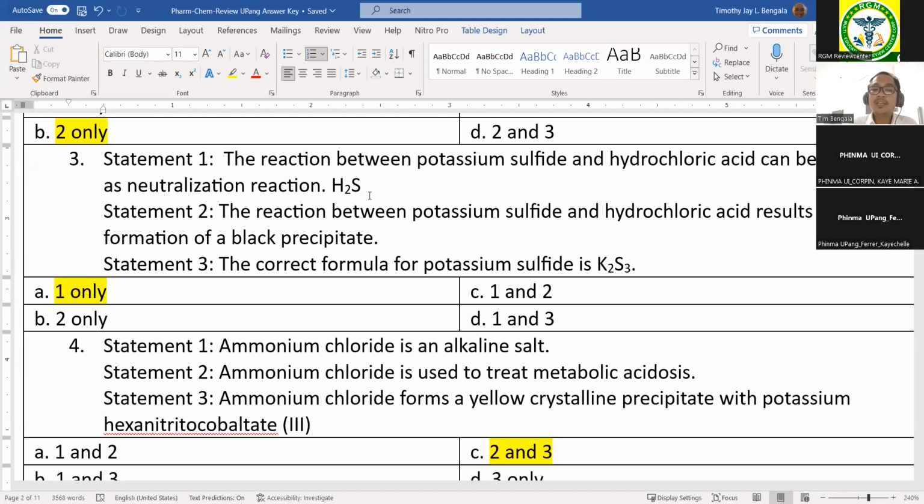The correct formula for potassium sulfide is K2S3, so that is incorrect. It should only be K2S, because potassium has a charge of +1. Okay, question, okay ba? So that means statement 3 is incorrect. So the only correct answer is statement 1. So for number 3, letter A.